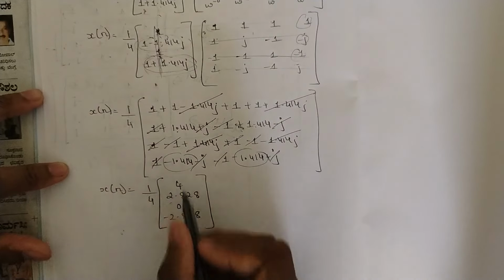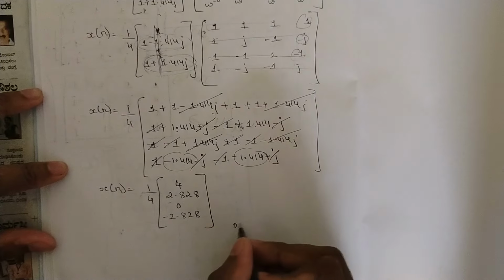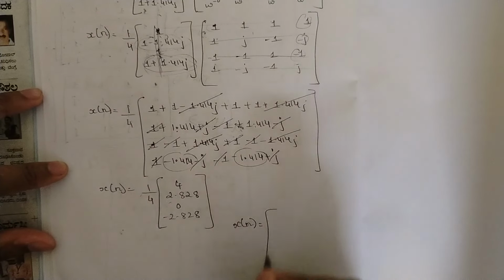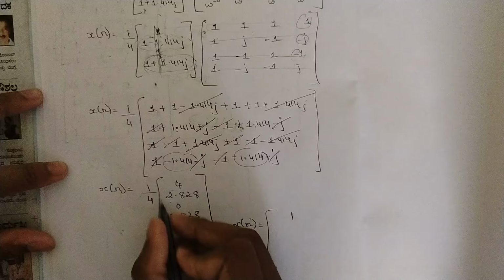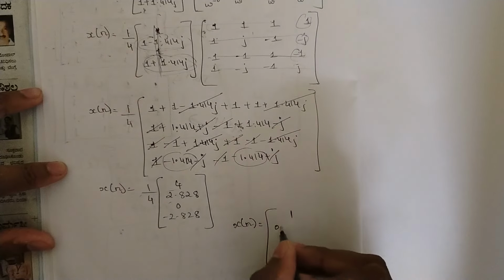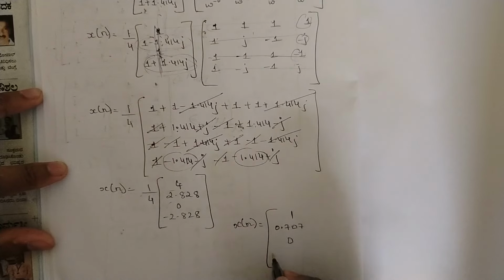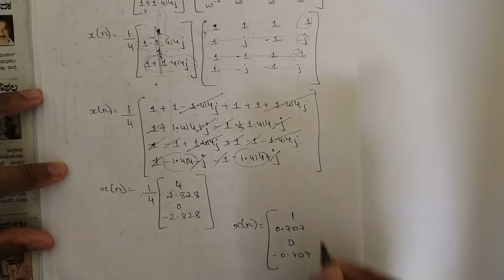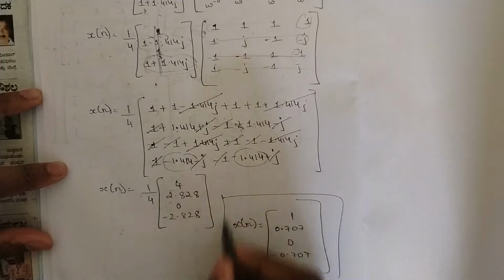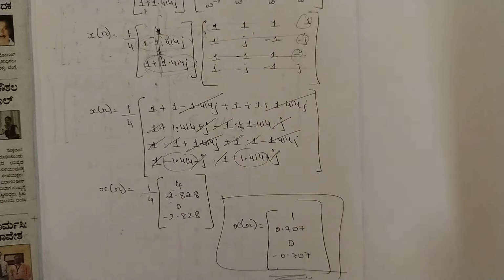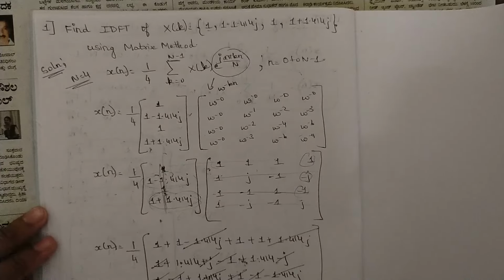Okay, we should be dividing all these terms by 4 now. So our simplified answer is: 4 by 4 is 1, 2.828 divided by 4 is 0.707, you can check it later, 0 by 4 is 0, then this is minus 0.707. Okay, so this is our final answer here. So this is our IDFT sequence for this problem. Hope you understood this. So please note this problem, guys, this is very important.